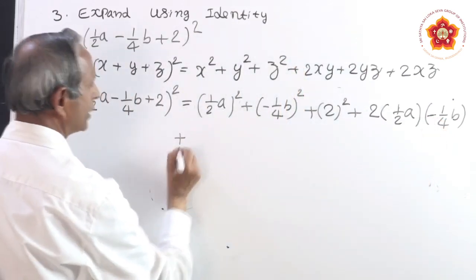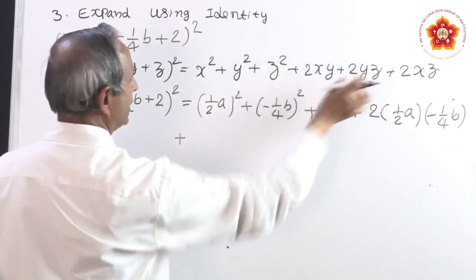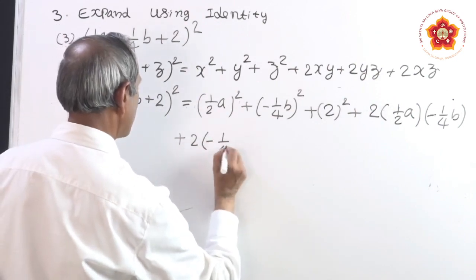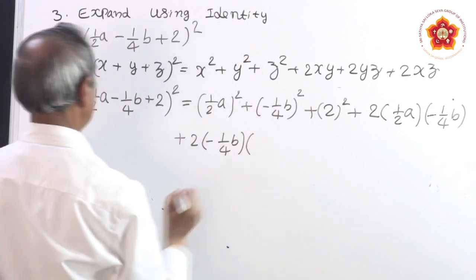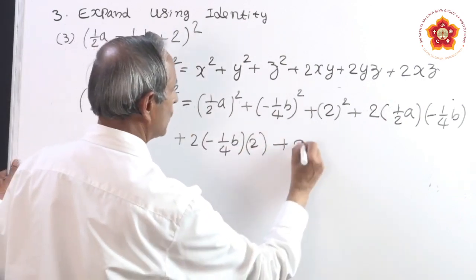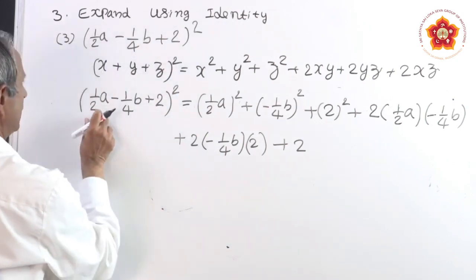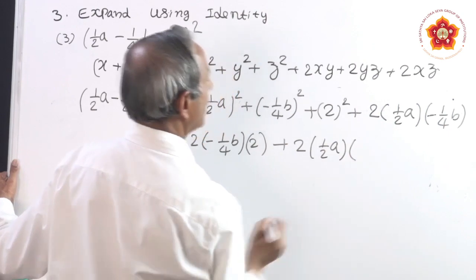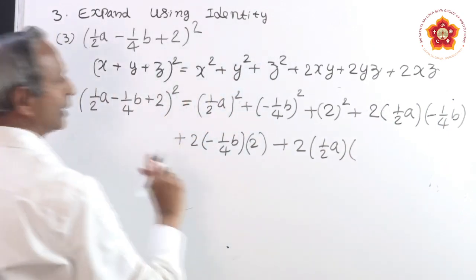Then let us move to the next term, 2yz. The y value is minus 1 by 4 b, and the z value is 2, plus 2, instead of x, 1 by 2 a is there, 1 by 2 a, instead of z, 2 is there, substitute here.